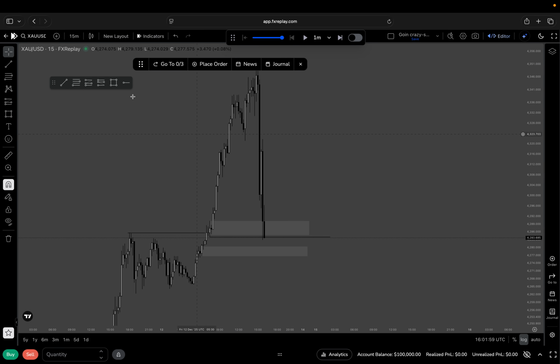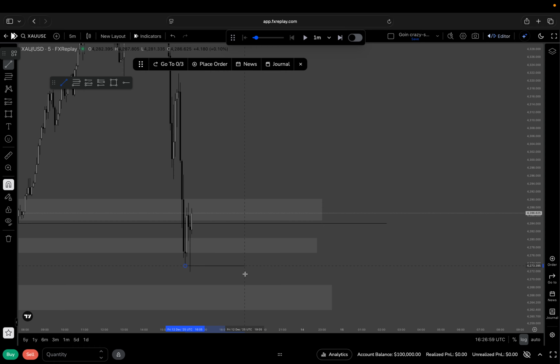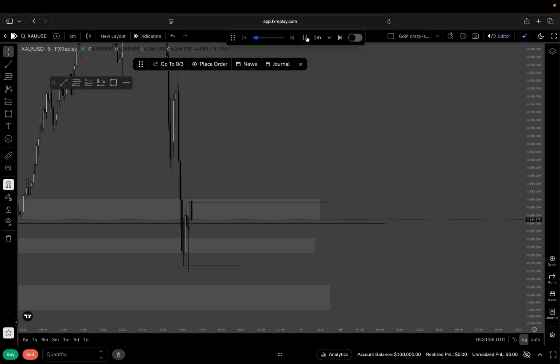Let's slow down a little bit here to see what we get. Okay. Do we break that on the 15-minute? No. Get a nice closure. Okay, we have our sweep. Clean sweep. Let's see if we break these highs with momentum. That would be a market structure shift. Okay, not really a nice close.